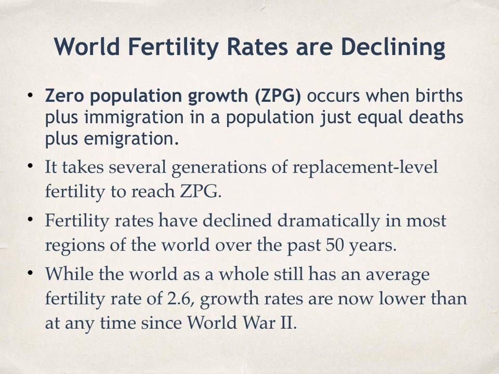Zero population growth occurs when birth plus immigration in a population just equals death plus emigration. It takes several generations of replacement level fertility in which people just replace themselves to reach zero population growth. Where infant mortality rates are high, the replacement level may be 5 or more children per couple.